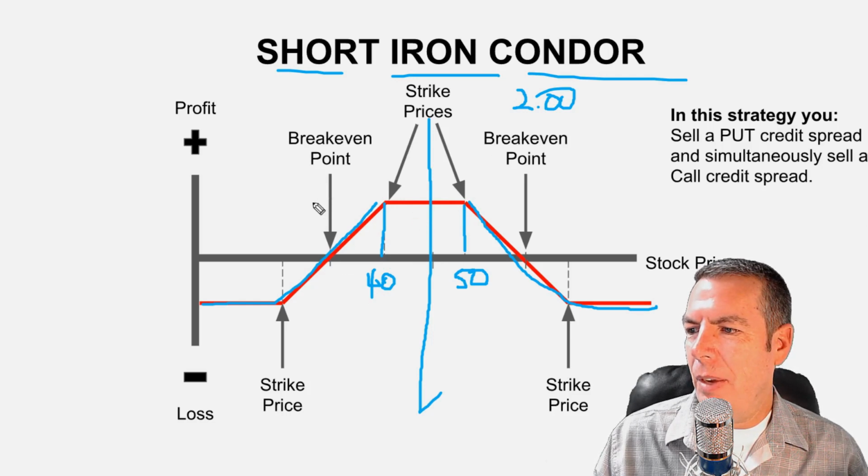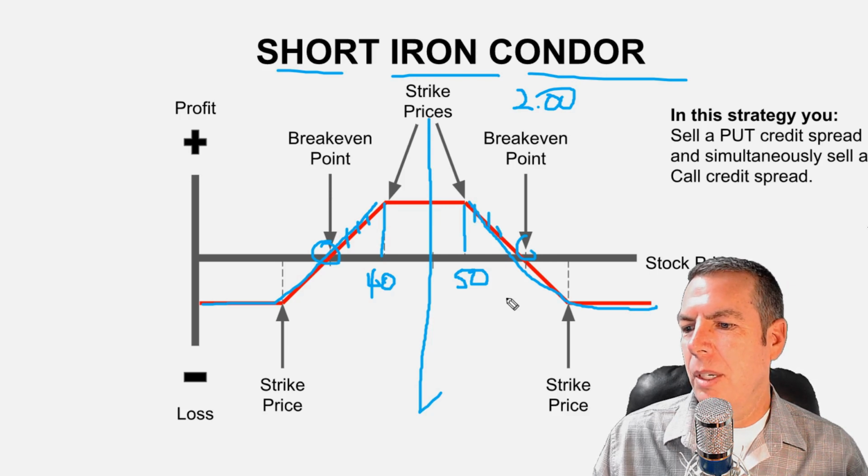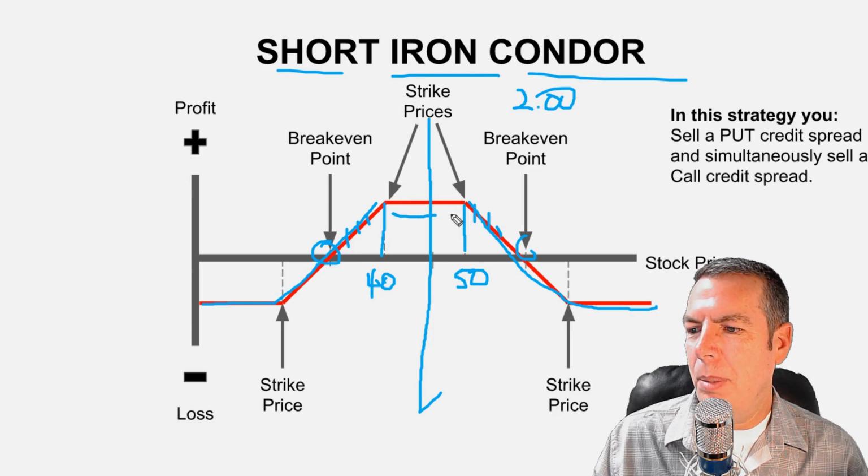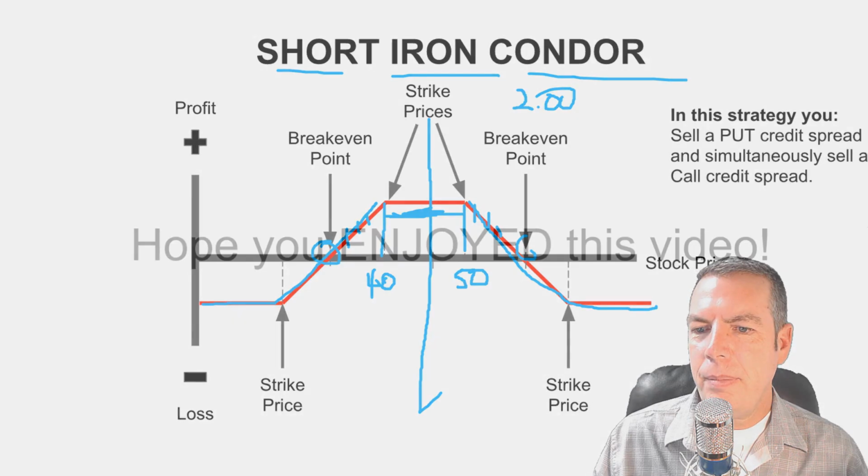So you can see here that we have our break-even points on each side. As long as that stock's above this zero line somewhere before expiration, we're still going to be making money on those trades. But to make our max profit on this trade, we'd want to be between that $40 and $50 strike there.